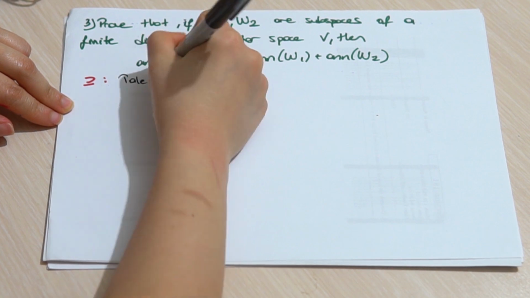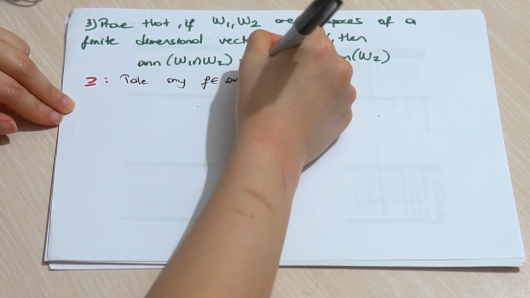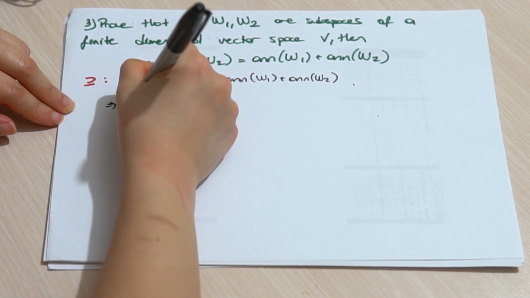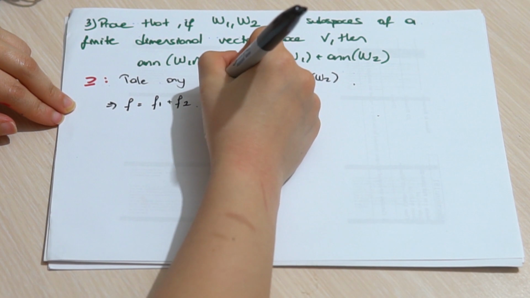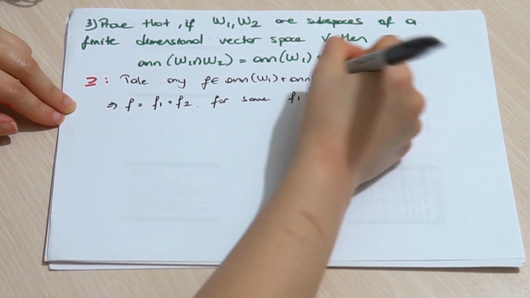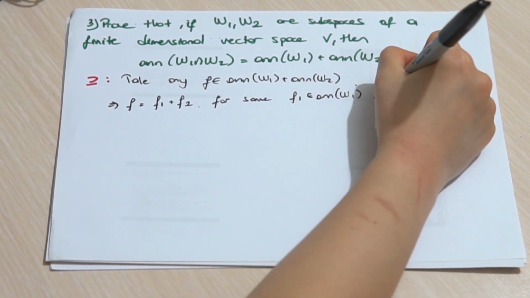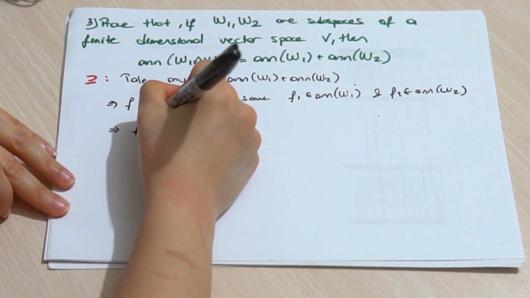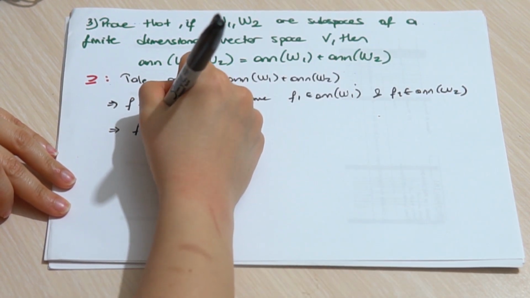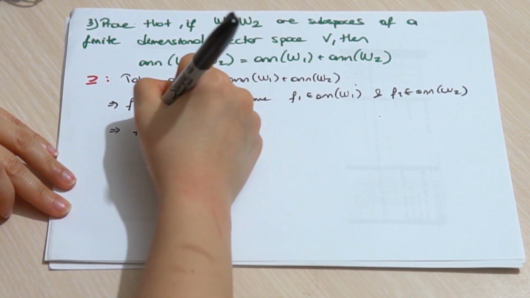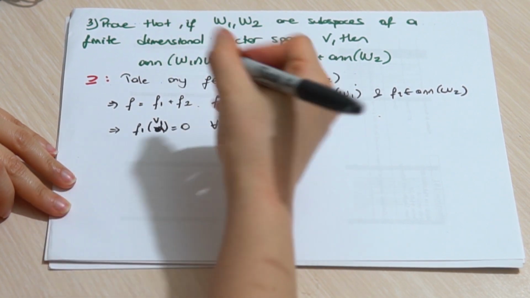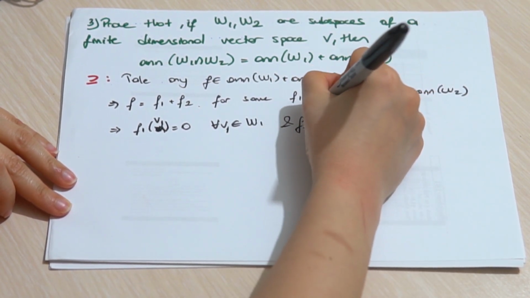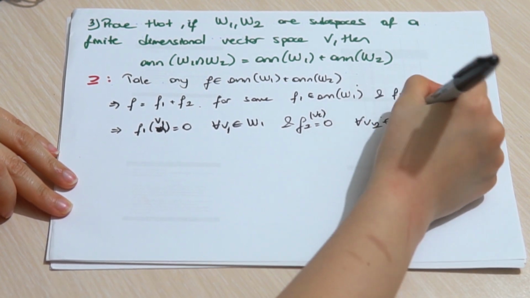Now take any f in annihilator W1 plus annihilator W2. So this implies that f is equal to f1 plus f2 for some f1 in annihilator W1 and f2 in annihilator W2. So this implies that f1(v1) is equal to 0 for every v1 in W1, and f2(v2) is equal to 0 for every v2 in W2.